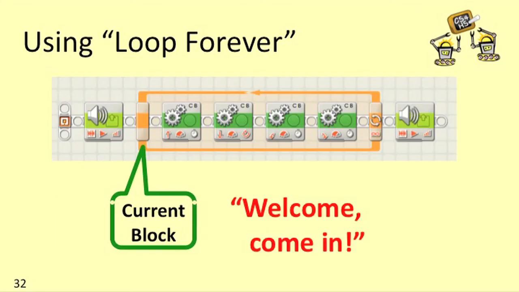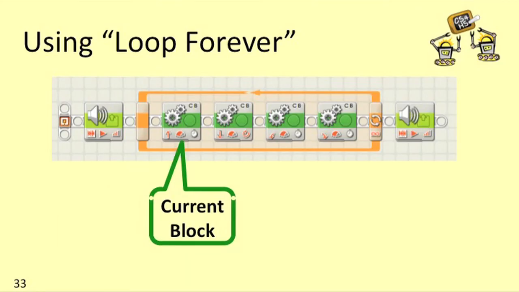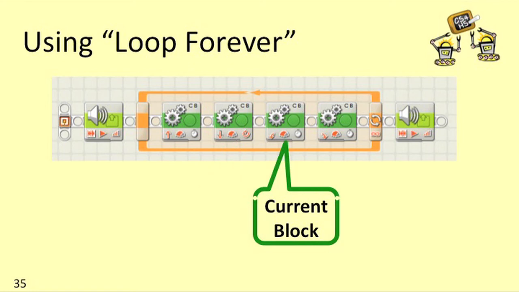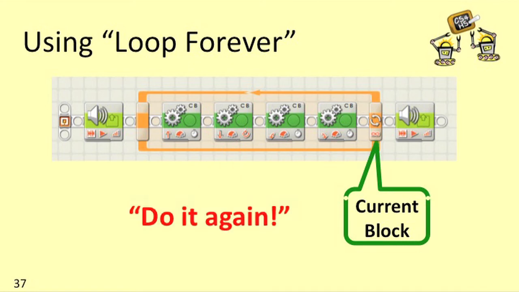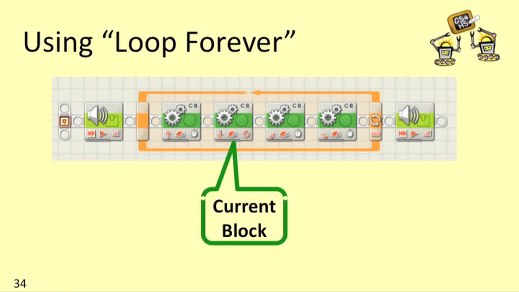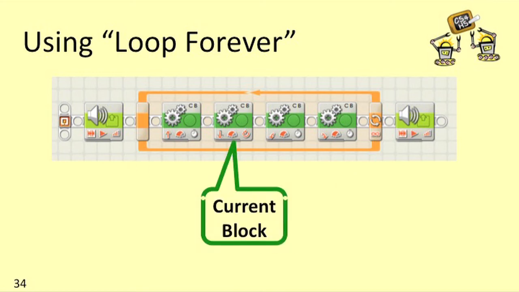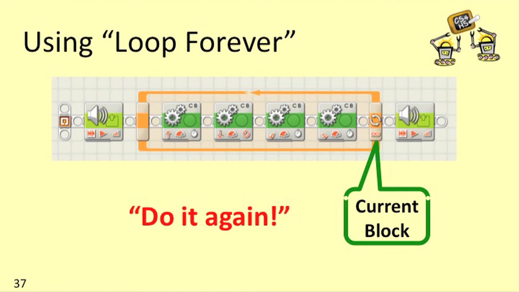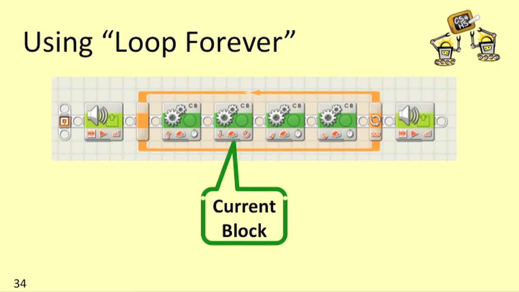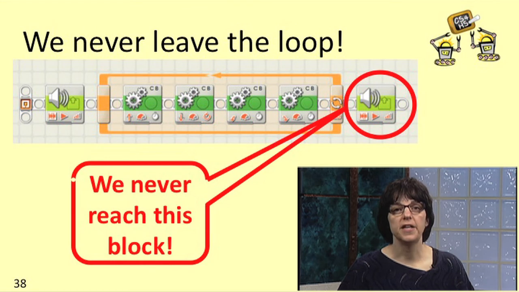If we trace the code with the loop forever block, every step is going to happen in exactly the same way that it did in the repeat twice loop until we reach the end of the loop. When we reach the end of a forever loop, the loop always says, do it again. So, just as we'd expect with a forever loop, we're stuck repeating the loop forever, or at least until the NXT batteries die, or until we get fed up and push the rectangular gray button on the front of the NXT. The most interesting thing about this program is that since we never leave the loop, we never reach the final block in our program. So the robot will never say, have a nice day.